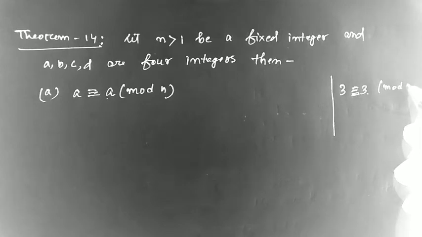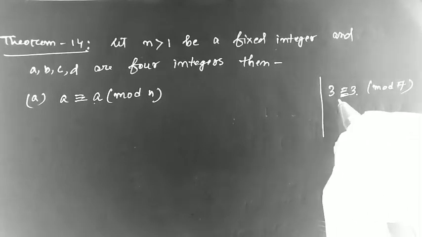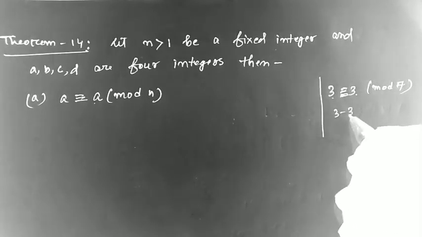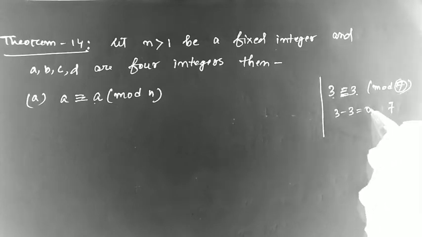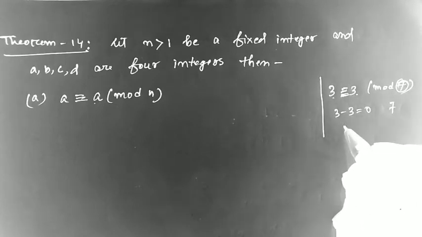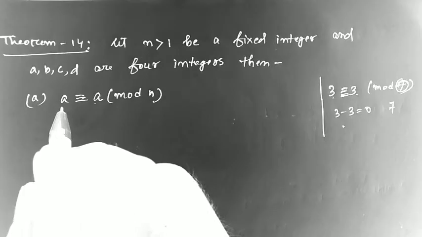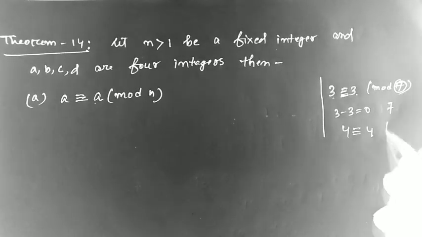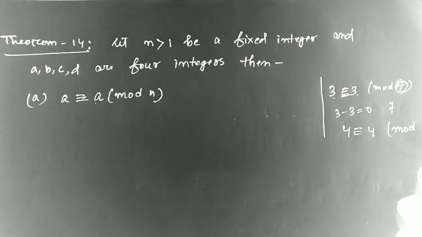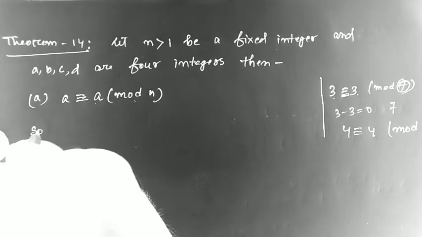You can write any number here. Suppose I write 7, then 3 minus 3 is 0, and 0 is divisible by every number. So we can write that a is congruent to a modulo n. That means 4 is congruent to 4 with modulo any number. So this property we have to prove. Solution: how will you prove that?